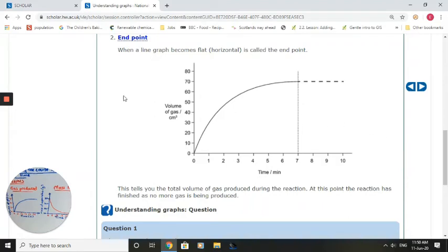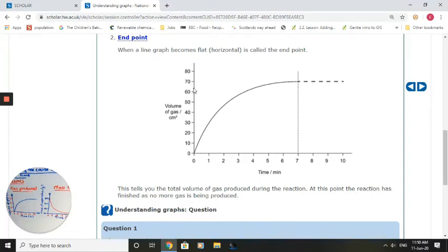Okay, and then the other thing that we can tell from these graphs is the end point. We can get a time for the end point of that reaction. So when the line graph becomes horizontal, that is called the end point. And the horizontal line tells you the total volume of gas produced in this example, or it could tell you the total mass lost.